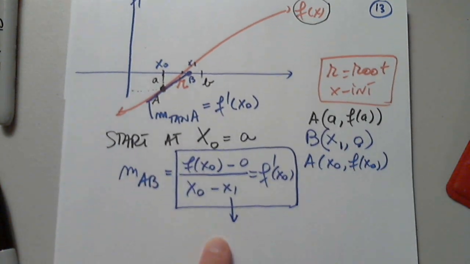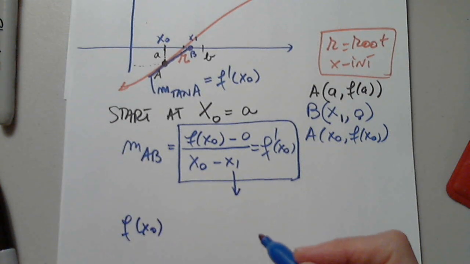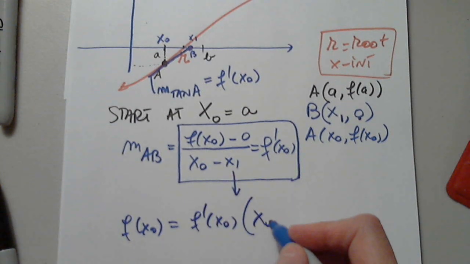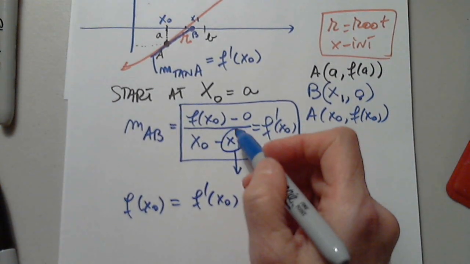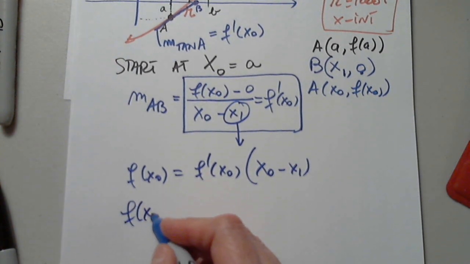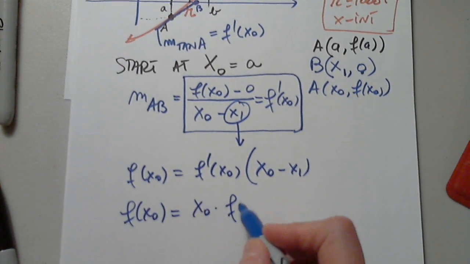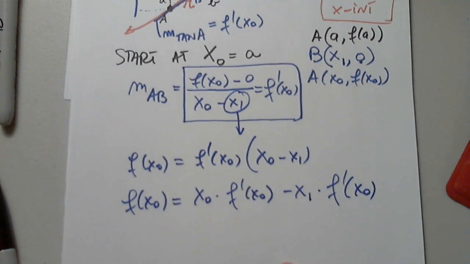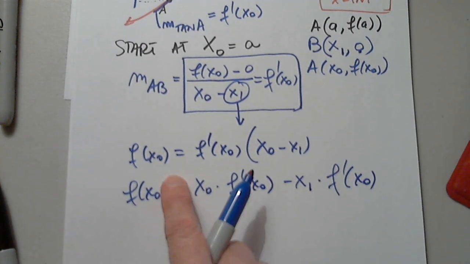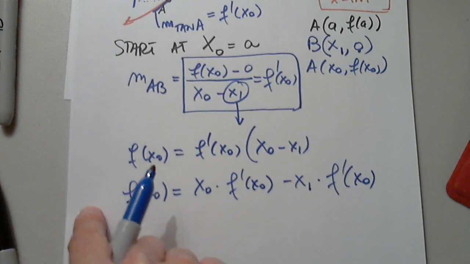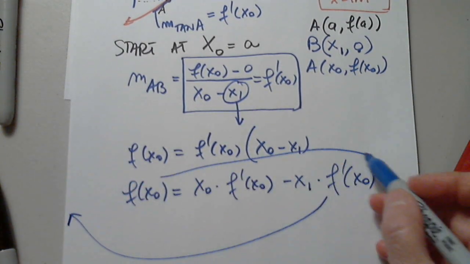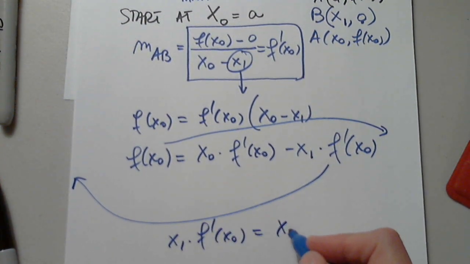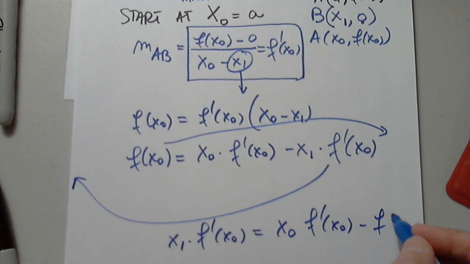No problem, I would cross multiply. F of x0 equals f prime of x0 times x0 minus x1. I'm after x1, I'll distribute. So f of x0 equals x0 times f prime of x0 minus x1 times f prime of x0. Now, I move this here and divide by negative x1, or I move this here. So let's do this and this here. So x1 times f prime of x0, this is all algebra, x0 f prime of x0 minus f of x0.